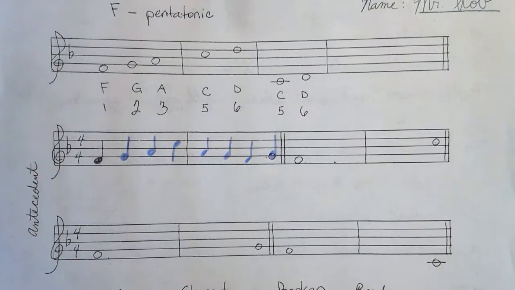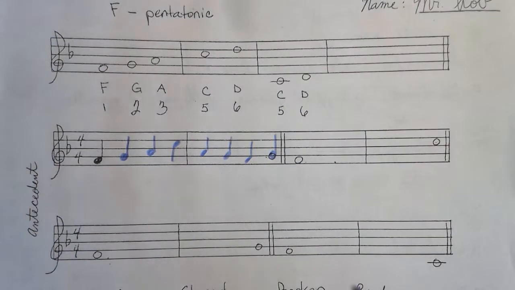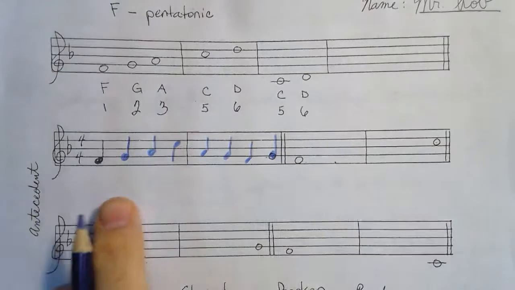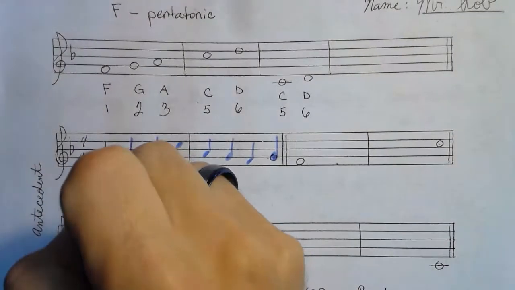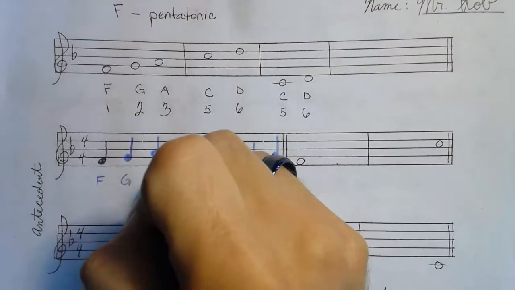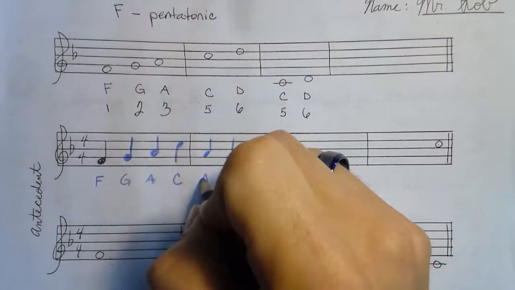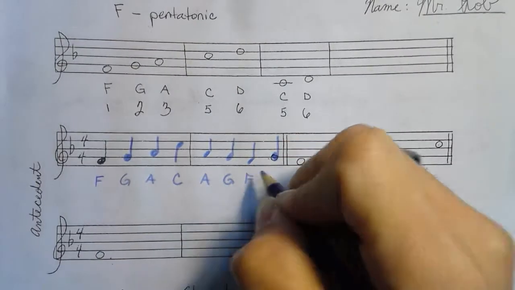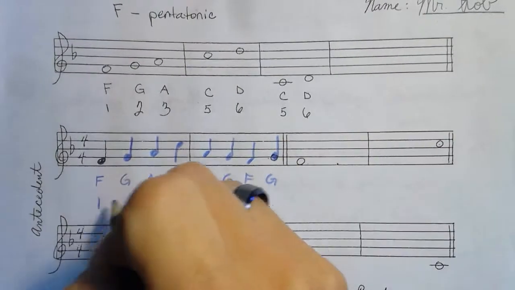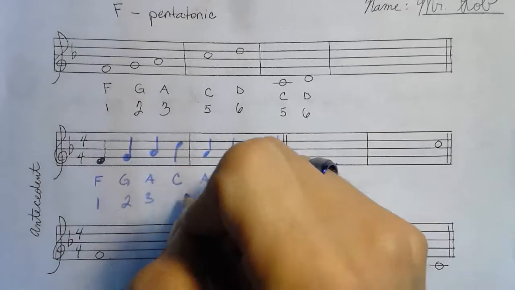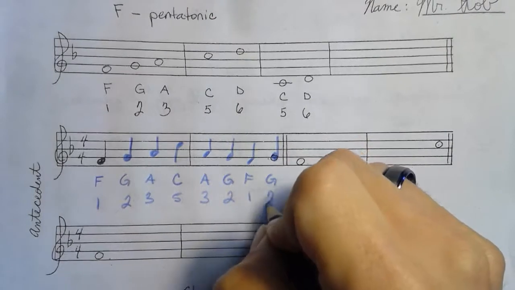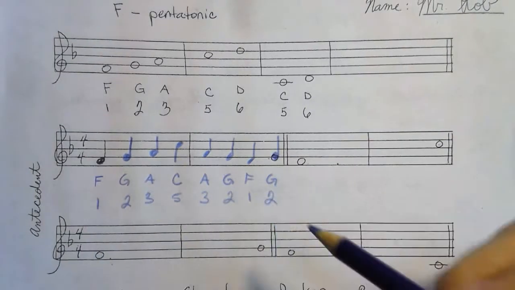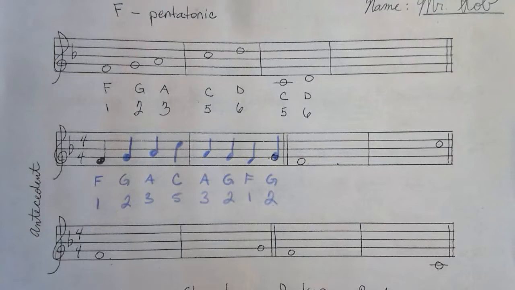Now I have my melody written out in quarter notes. If you would like, go ahead and label your letters and scale degree numbers underneath. After you have your melody composed, we want to add in some additional rhythms to make the melody more interesting.